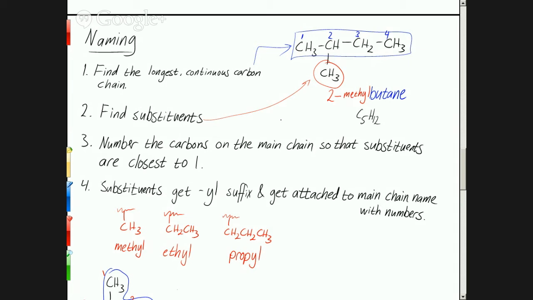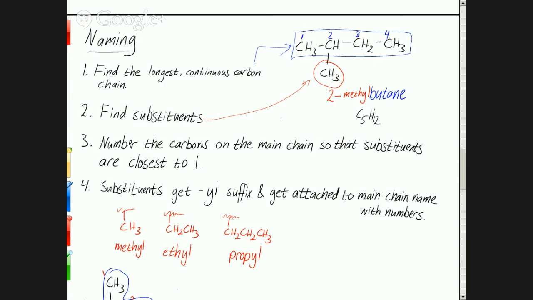Right, that's right. So maybe let's write this as a condensed structure, maybe we can see that a little better. So it would be CH3, CH2, CH, CH2, CH3, CH3. Okay, so here's our chain, and it's 5. And what does that make this other thing? That makes this part a substituent, so not part of the main chain.